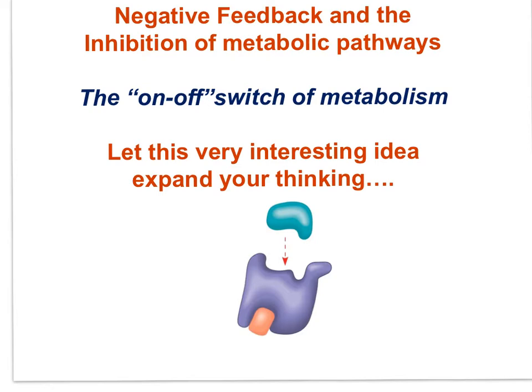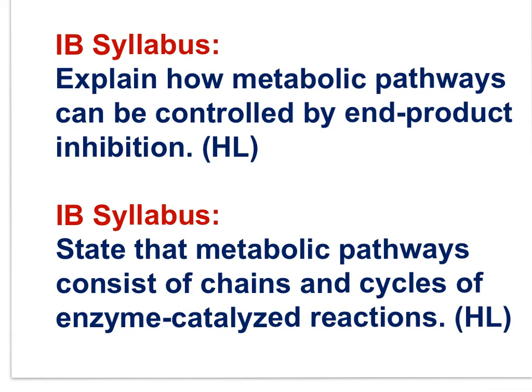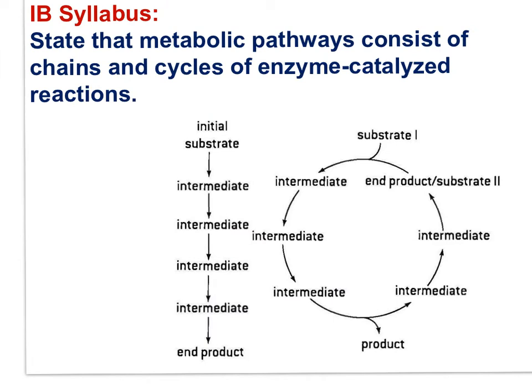Pay close attention. Here are the two IB syllabus statements of importance. Explain how metabolic pathways can be controlled by end product inhibition. State that metabolic pathways consist of chains and cycles of enzyme-catalyzed reactions. Metabolic pathways can be chains through a series of intermediates to produce a product, or cycles where the molecule at the start is regenerated through a series of intermediates.